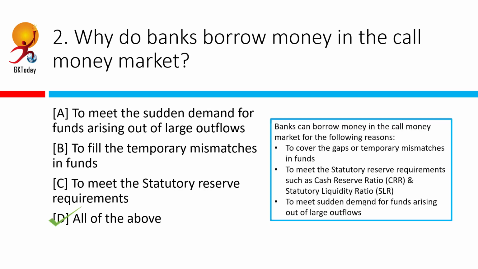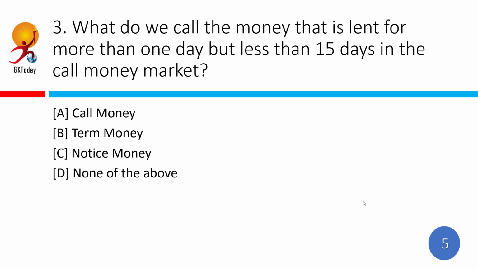Correct answer is all of the above. So there are a couple of reasons why banks borrow money from the call money market. They are to cover the gaps of temporary mismatches in funds, to meet statutory reserve requirements such as cash reserve ratio and statutory liquidity ratio as set by the central bank, also to meet sudden demand for funds arising out of large outflows.